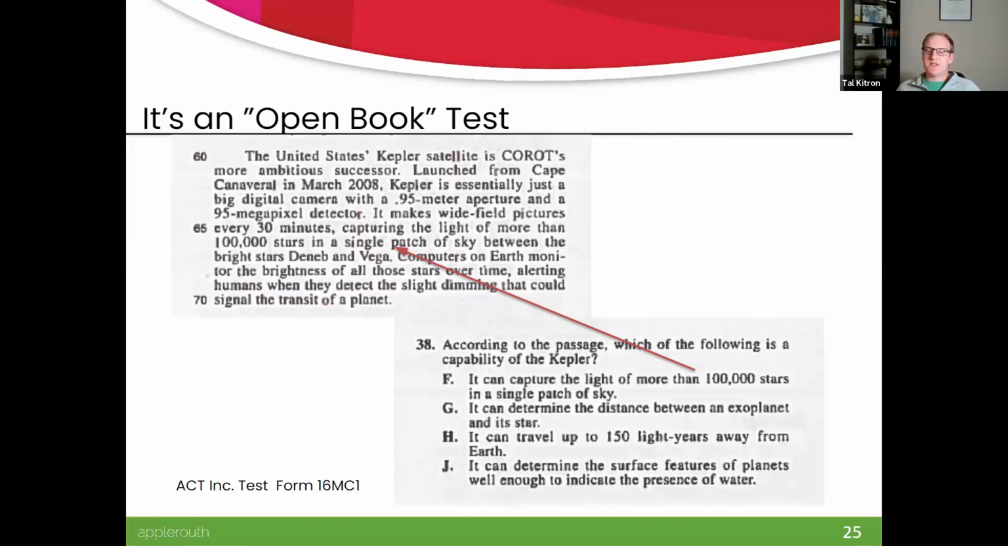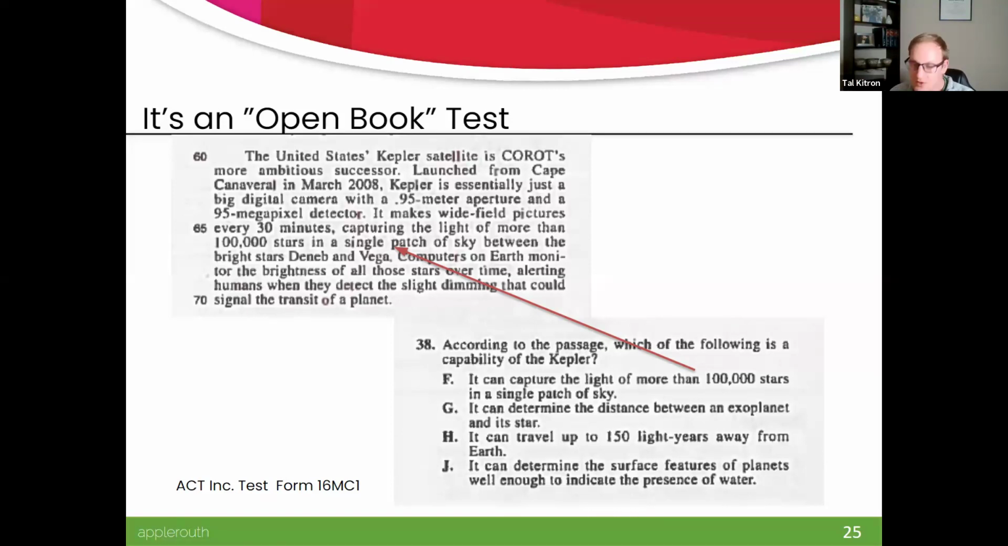And as far as strategies, it is an open book test. You're going to read a passage and you get these questions. The ACT, even though it's fast paced, generally has simple questions, simple answers that match perfectly. For example, here, the question is, which is a capability of the Kepler? If we've done our job really well, we've actively read the passage, we've made notes in the margin, we've underlined, we've circled, we've starred things, but especially little notes, so we can go back and find where this was, and then boom, line 65 to 66 matches F perfectly.